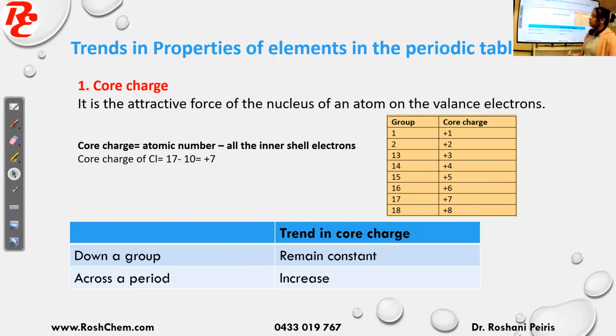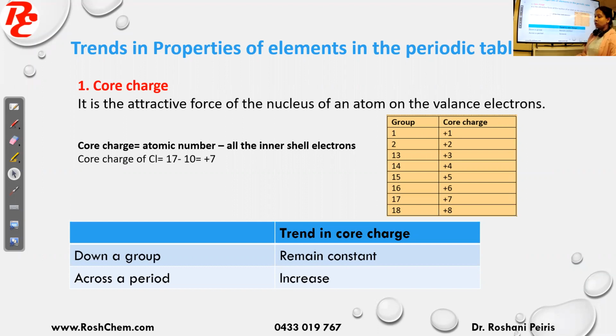So the first one is the core charge. So what is the core charge? It is the attractive force of the nucleus of an atom on the valence electron. That's the definition of the core charge. In other words, if you take any atom, the valence electrons are not experiencing the full charge of the nucleus because it is covered by inner shells. So therefore, we say the valence electrons are experiencing a core charge.